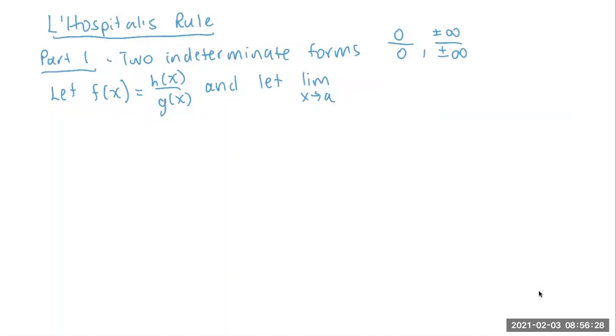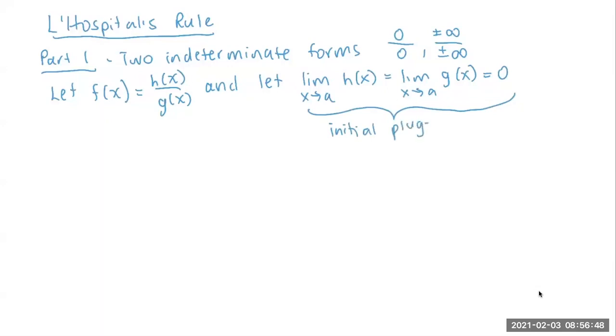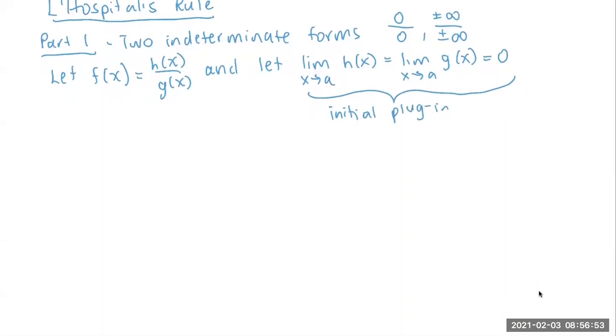So let's say the limit as x approaches a of h of x happens to be equal to 0, and so does g of x. You do your initial plug-in, your direct substitution for the limit problem. In evaluating the limit, you discover you have an indeterminate form. You also happen to know that h of x and g of x are differentiable functions, so the derivative does exist.